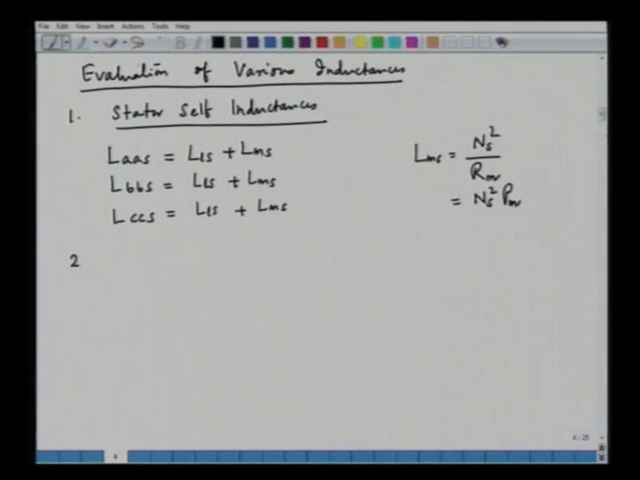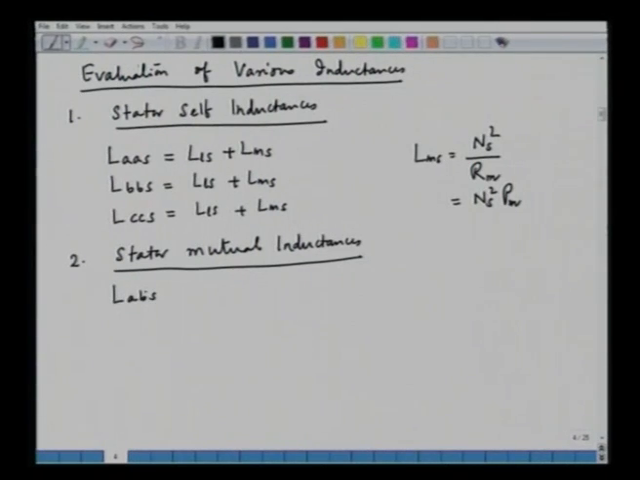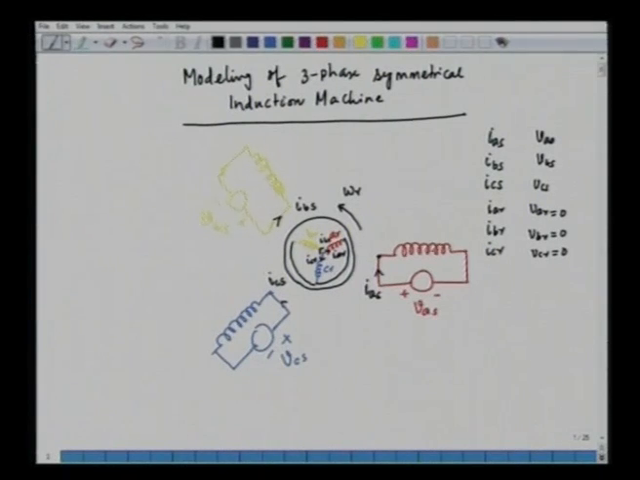Now, the second is the stator mutual inductance. Now, what are the stator mutual inductances? They are LABS. Now, let us just go back to our earlier thing. The inductance between phase A stator and phase B stator, that is the mutual inductance between phase A and phase B stator.